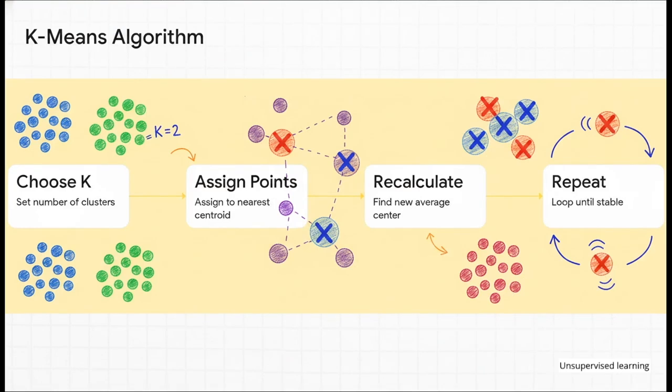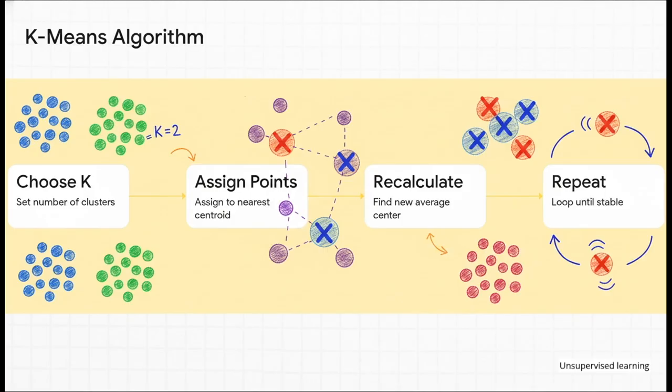The k-means algorithm itself is wonderfully elegant. Step 1, we explicitly choose k, which is the number of clusters. Now, the machine does not decide k. We have to tell it, say k equals 2 or k equals 3, before the training even begins. Then we assign data points to the nearest centroid. Next, we recalculate the centroid's position based on those newly assigned points. And finally, we just repeat this process until the centroids stop moving, basically until they become stable.